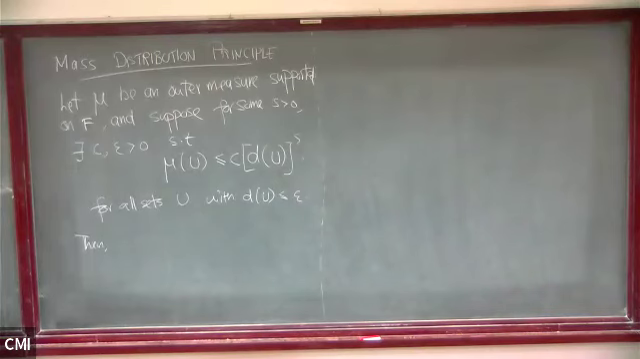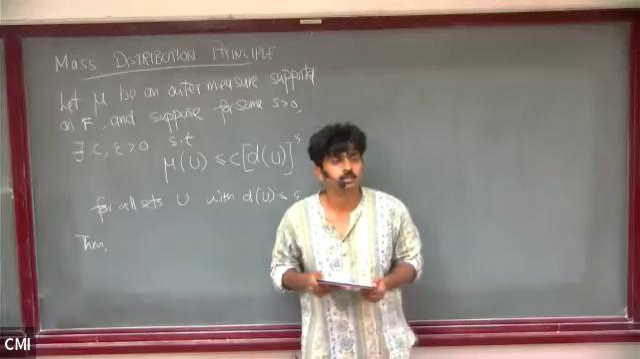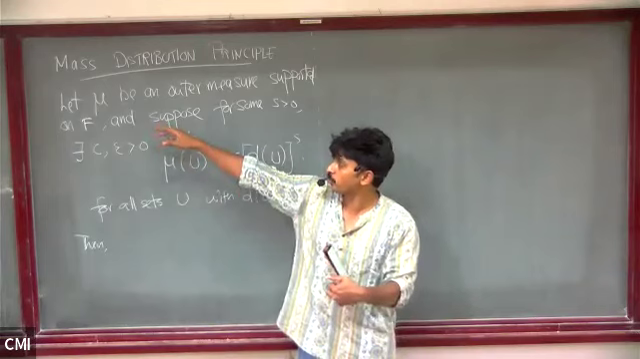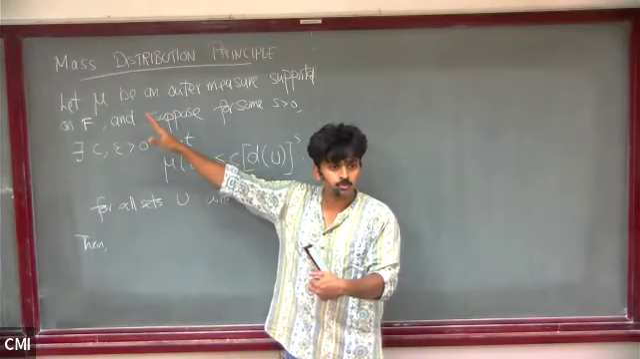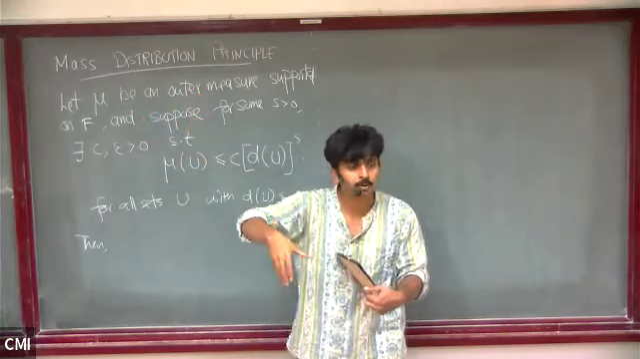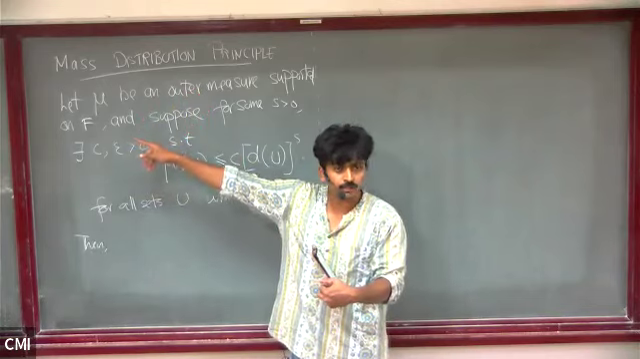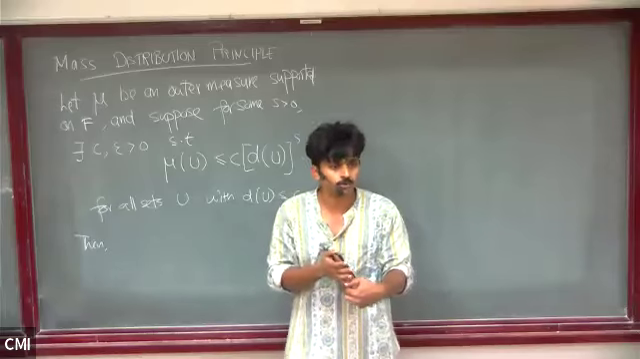By supported on F, you mean that any set which is disjoint with F has measure zero. What I mean by supported is that if I take any function which is compactly supported outside my set F, then mu acting on that function will give you zero.